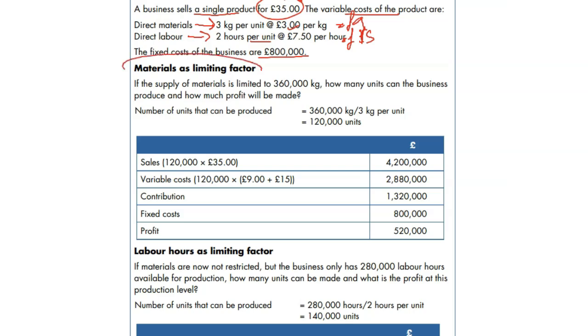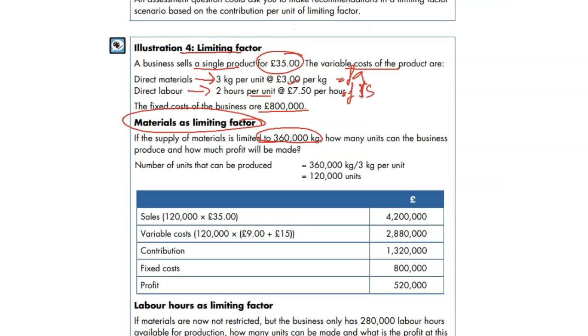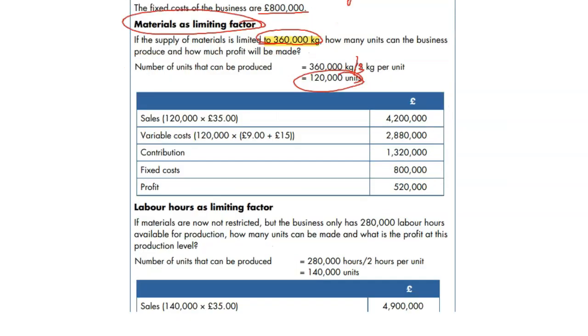Materials limiting factor, they straight told you materials you have limited, like you don't have enough materials. How much materials you have? It's 360,000 kg limited. So to produce 1 unit you need 3 kg, so you have 360,000 kg materials. 360 divided by 3, you can produce 120,000 units, not more than that. You might have your labor hours a lot, but your materials are not that available. Scarcity, we also call it scarce resources.